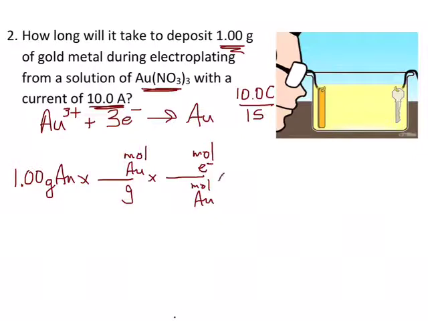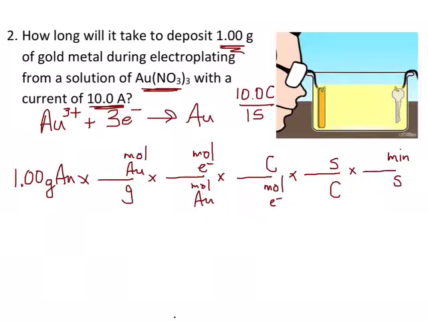Using the Faraday, we know that a mole of electrons has 96,500 coulombs of charge, so we can go from moles of electrons to coulombs of charge. And finally, using the current, we can go from coulombs to seconds. Now, if we wanted to, we could also go from seconds to minutes, or minutes to hours, etc.